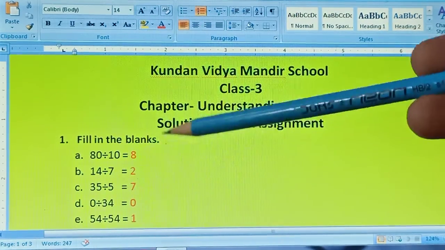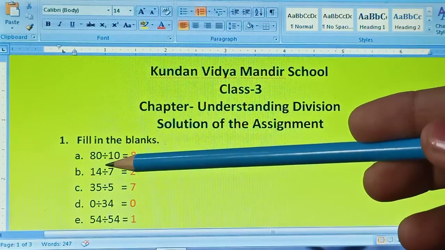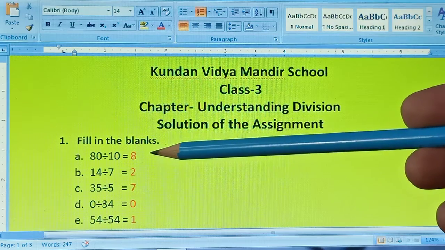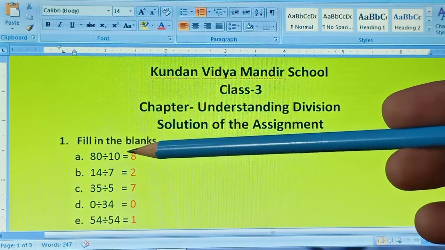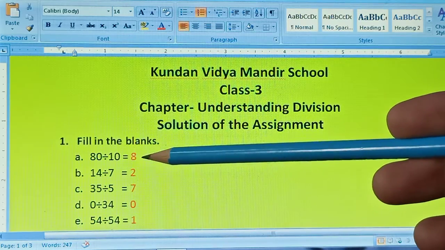Now students, let's discuss the solution of the assignment. You can see here the first question is 80 divided by 10 and we are to use tables here. Okay, because we know 10 8s are 80, so its answer will be 8.